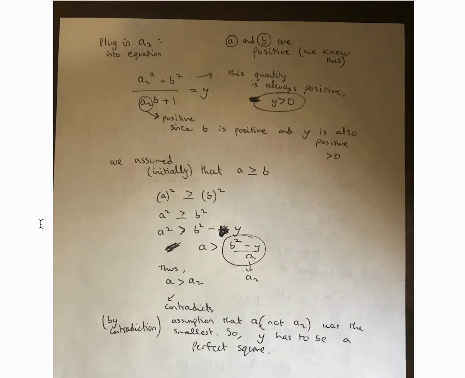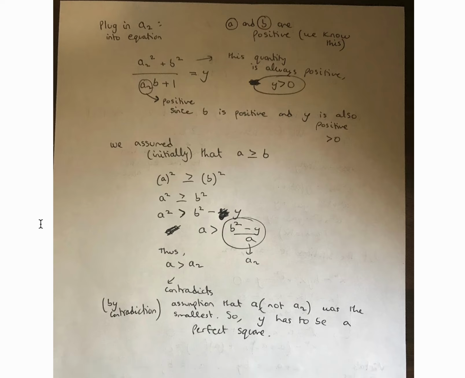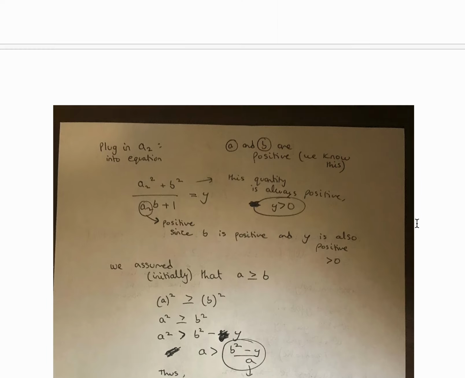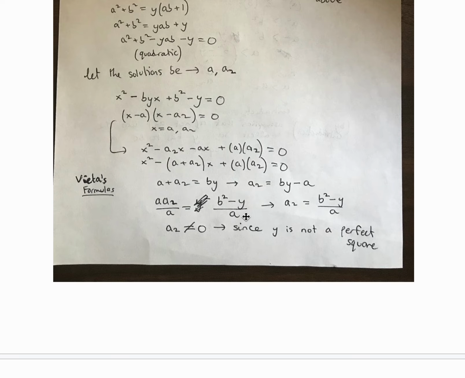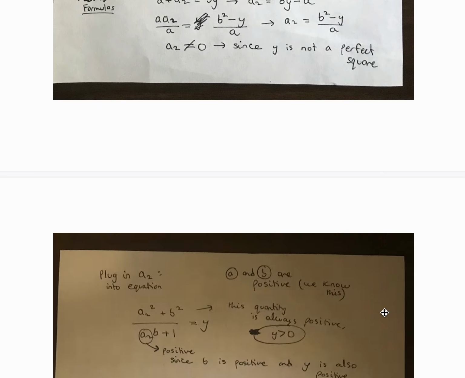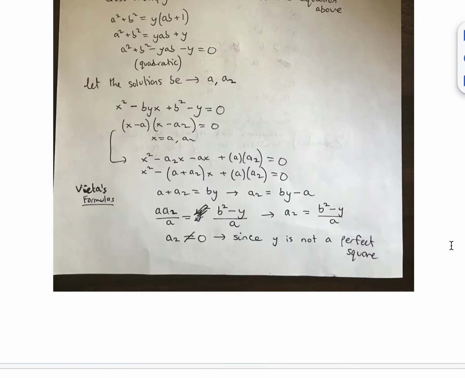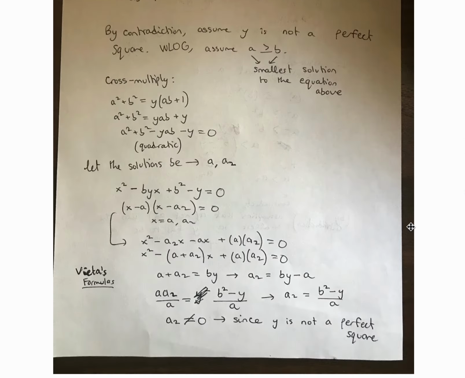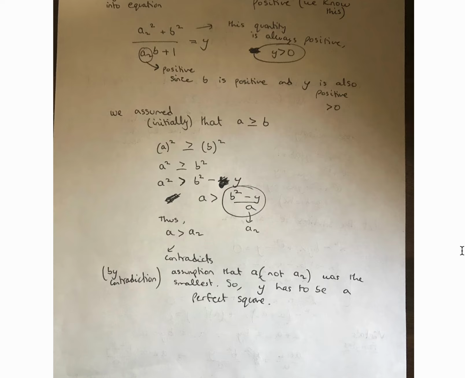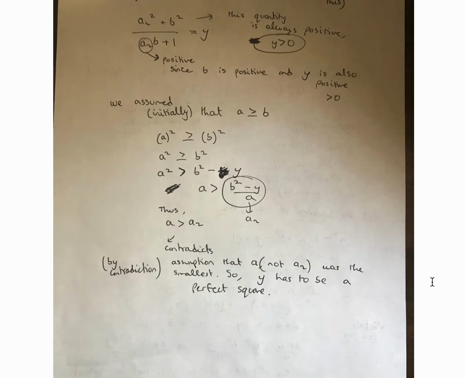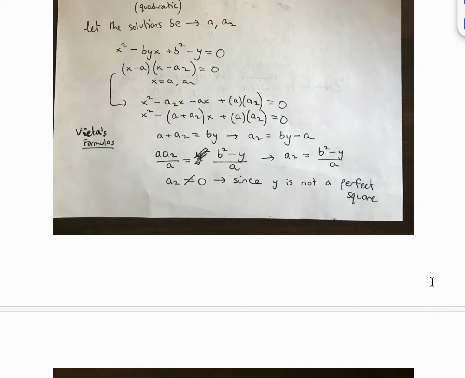Initially we assume that a is greater than or equal to b, so I can square both sides. I get that a squared is greater than or equal to b squared. Then a squared is greater than b squared minus y. And then a is greater than (b squared minus y) divided by a. Now if we go back up here, we see that (b squared minus y) divided by a is equal to a2. So I can substitute that in, and I get that a is greater than a2. This contradicts our assumption that a is the smallest, because a is greater than a2. So that means that by contradiction, y has to be a perfect square.